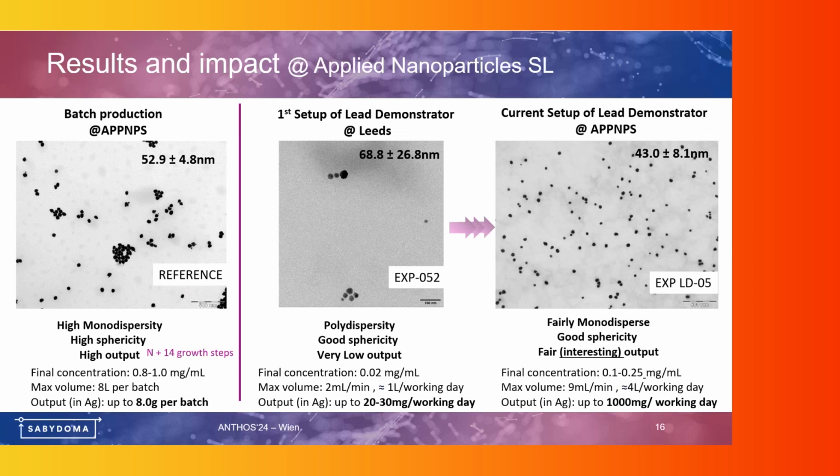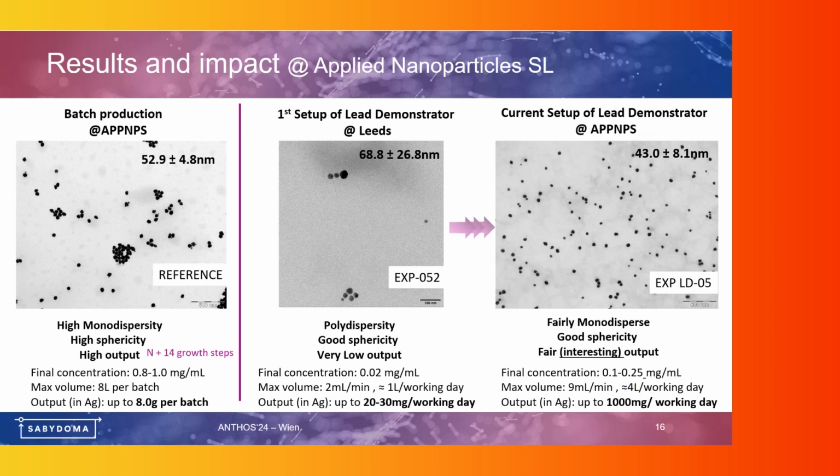in the Sabidoma system. And also here, just to note, we get a final concentration of up to 1 milligram per milliliter, and we can produce about 8 grams of silver per day. The first version, or the last version developed in Leeds before the transfer, I was amazed, because they are spherical, which is quite difficult to achieve, and not everybody can achieve it that easily. But the polydispersity was much higher, to compare these two size distributions. And the output was very, very low, but the proof of principle was there. We were getting an output of between 20 and 30 milligrams per working day.